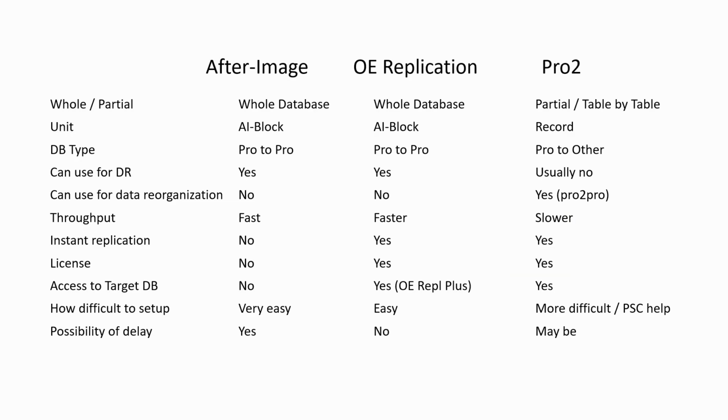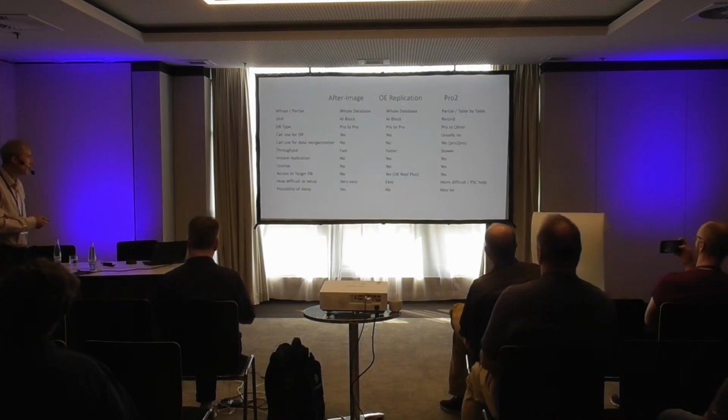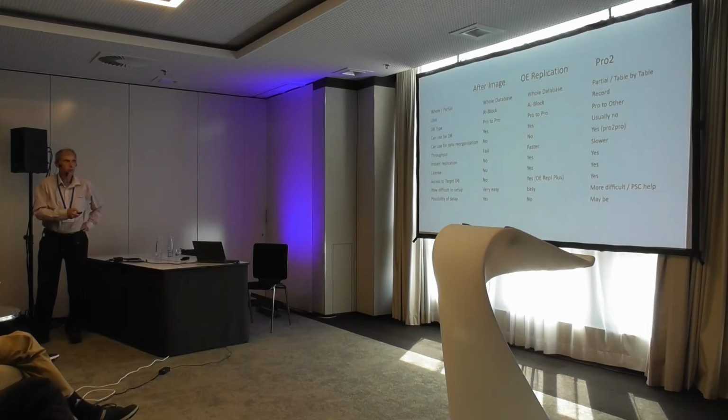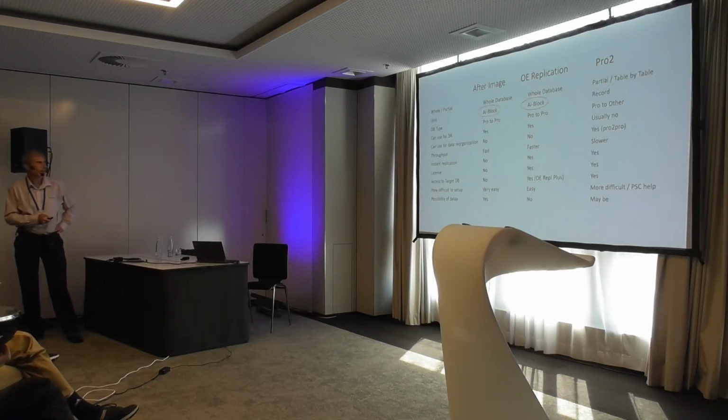Okay, in that slide, I want to have a comparison of 3 types of replication. As you can see, for after image and for OE replication, you can only replicate the whole database, while obviously for Pro2, you can do table by table. And here is why. The unit of replication here is after image block, where here you replicate basically record by record, so you know which table you are replicating.